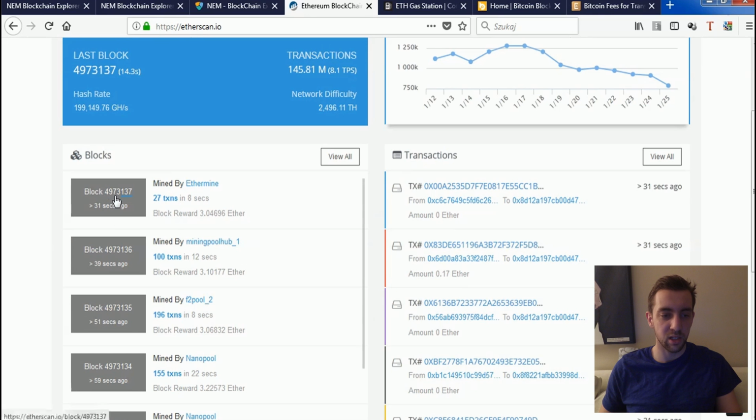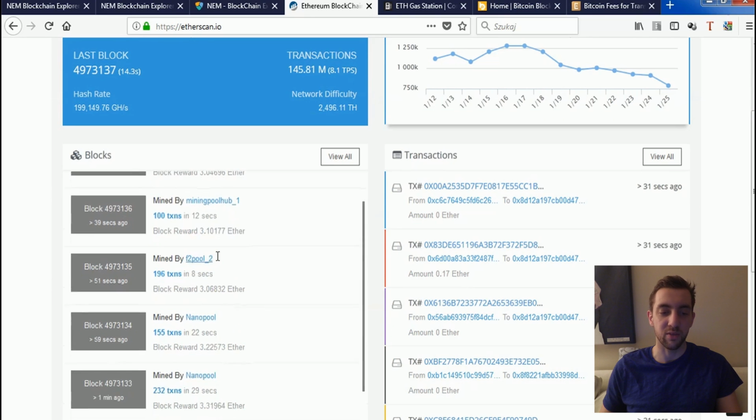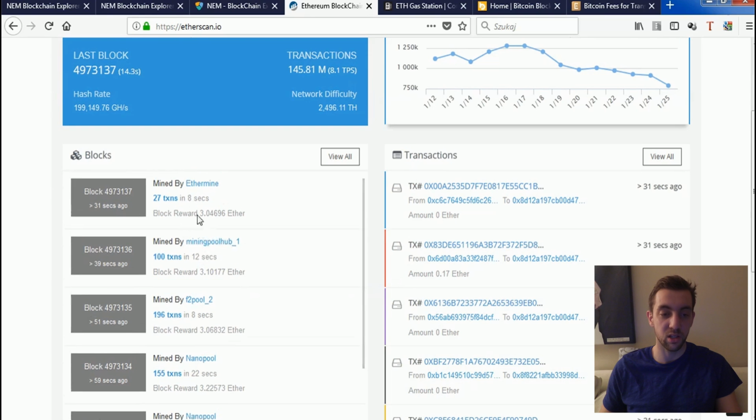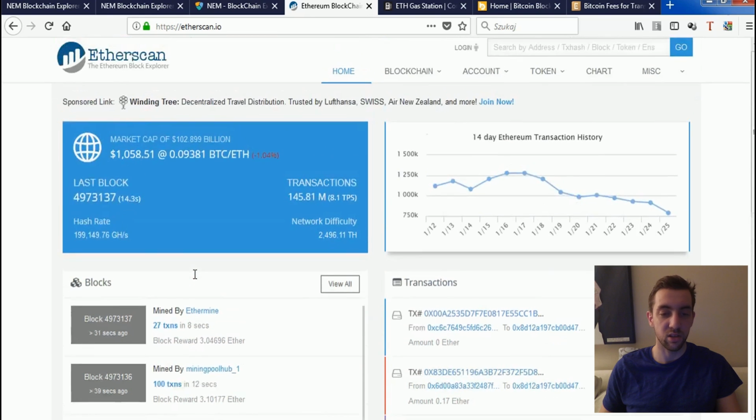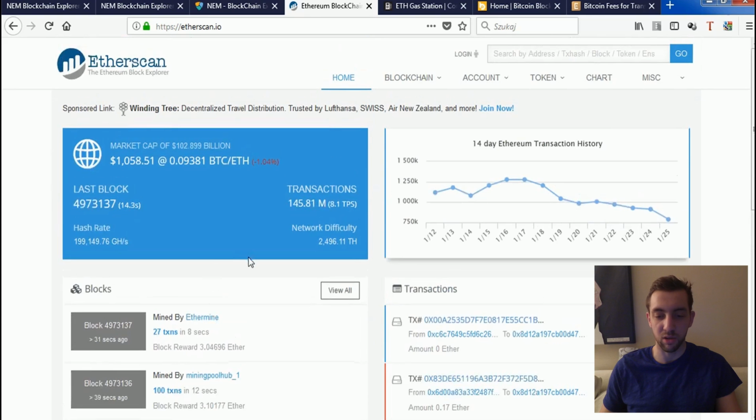Here we can see the latest block is block number almost 5 million, and it has 27 transactions, and it was mined in 8 seconds. The next block should have been mined like 8 seconds later, so 39 seconds, and this block had 100 transactions, and it was mined in 12 seconds. And of course, we see the block rewards and other stuff, but it's not so important.